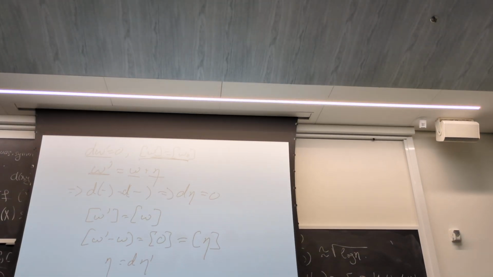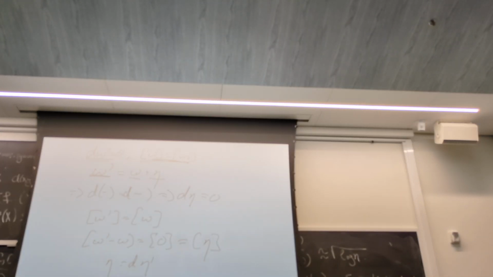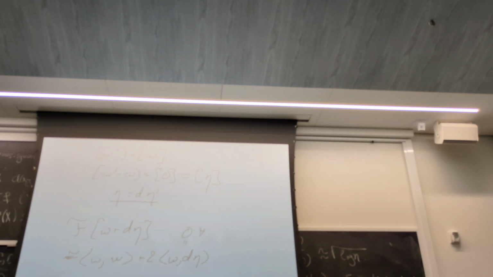So what that means is that the only variations that you can choose in order to guarantee that both these conditions are still true are exact variations. So we should not vary with respect to arbitrary variations, but only with respect to exact variations. So I'm going to be using eta to be the guy that you're taking the exterior derivative of here, but it's the same idea. And this is equal to the inner product of omega with omega plus 2 times omega with d eta, approximately. And so we want this to be equal to 0 for all eta.